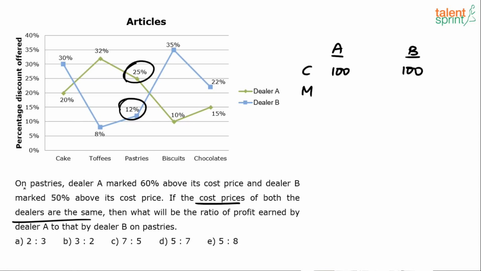Now, mark price, what is the mark price? Dealer A marks 60% above its cost price, dealer B marks 50% above its cost price. So for dealer A, it is going to be 160. For dealer B, it's going to be 150.